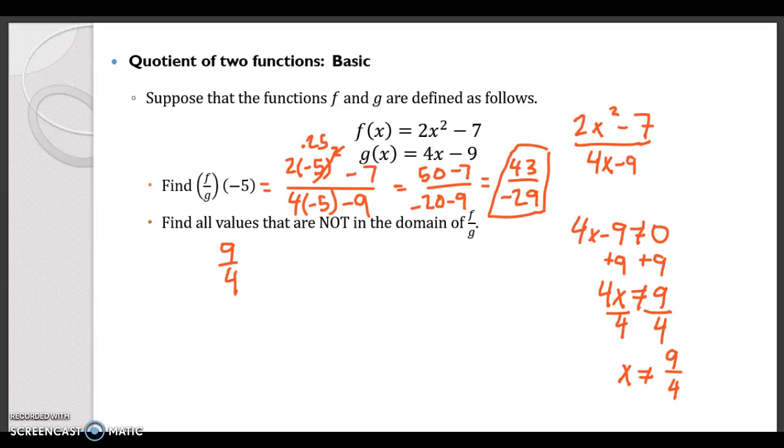You may have noticed we could also have plugged in -5 for f of x to get 2 times (-5) squared minus 7, and then done the same thing for g of x, but that's basically what we did here, right? So that is quotient of two functions basic.